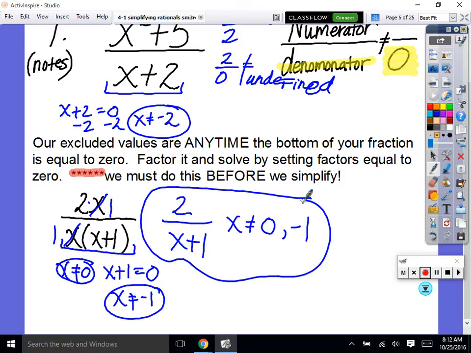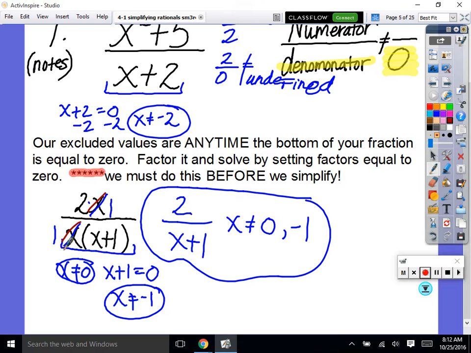Yes, only because here's why if you simplified first. You would look at this and then just say x cannot equal negative 1, which is true, but you'd be missing the 0. Does that make sense? So that is a great question. That's why we have to restrict the domain first, because sometimes those bottoms will divide out, but they were there originally. Does that make sense, everybody?